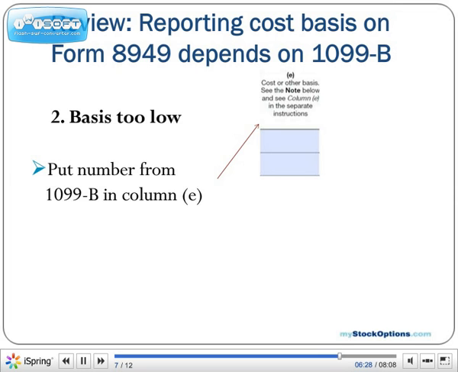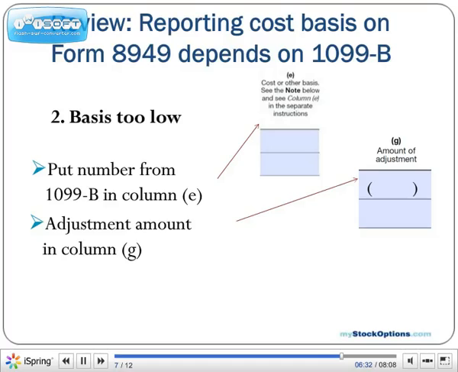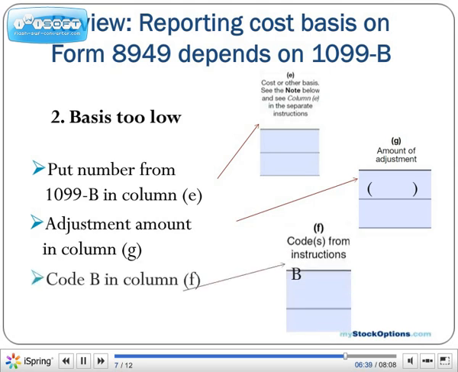So you take that number that's from the 1099-B and you put it in column E. Then you go ahead and you make that adjustment in column G. It's an adjustment in the gain and it's going to be in parentheses for a negative number. And then the third step is in column F, you put code B. That's the code that's used to explain the reason for the adjustment.